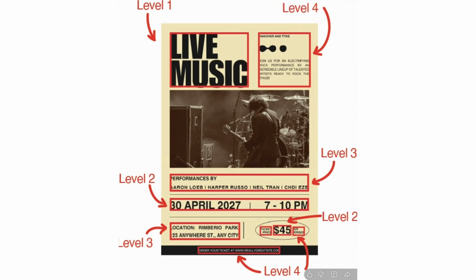Level 2 is a less large, but still large font. Level 3 is going again a bit smaller. Level 4, smaller again. And the level 2 fonts are exactly the same font size. So you see here for the $45 at the bottom right, it's the same font size and style as the level 2 30th of April. And then your level 3s are the same and your level 4s are the same. So just remember to try and keep those levels the same for the hierarchy.